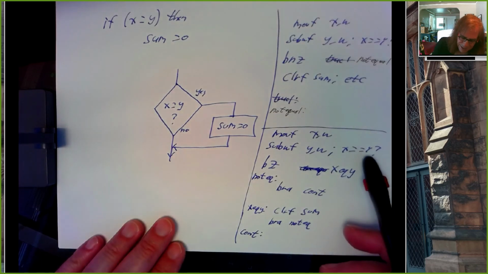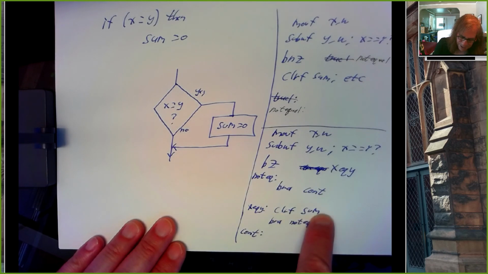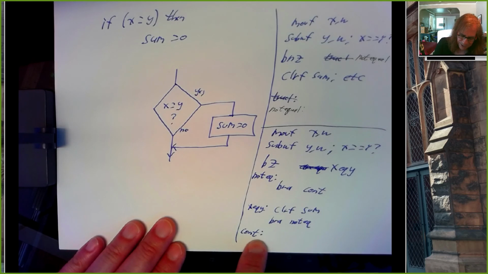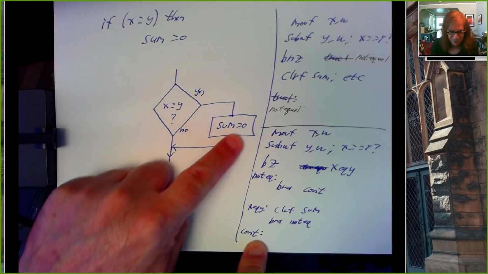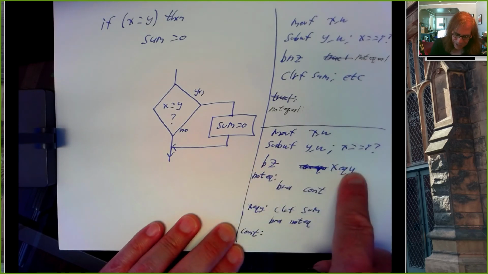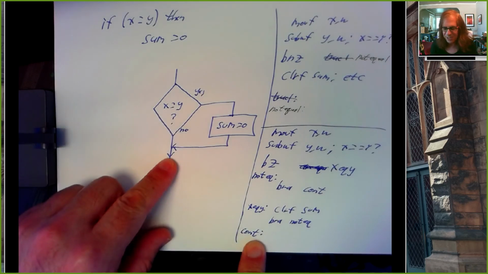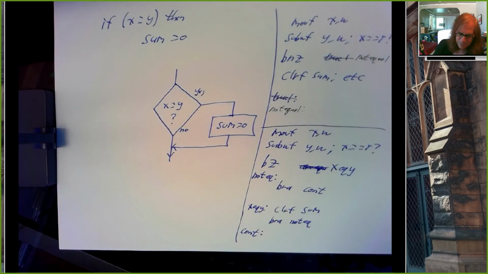So if x is equal to y, we'll jump down here, we'll clear the sum, we'll branch back to not equal, and we'll branch down to continue. So that's that part of the loop. If x is not equal to y, we'll skip this branch, and this will just say branch down to continue. And we'll come down here. But can we clean this up a little bit? Particularly that case where they're equal.